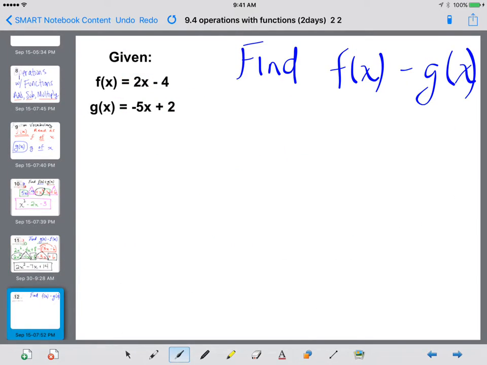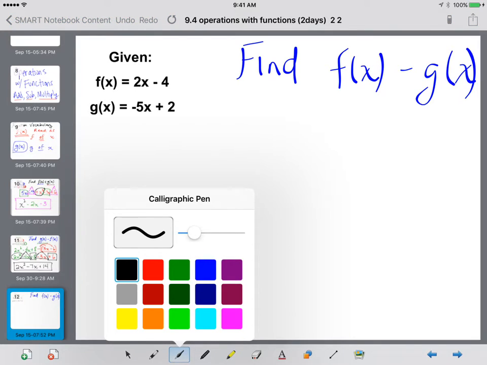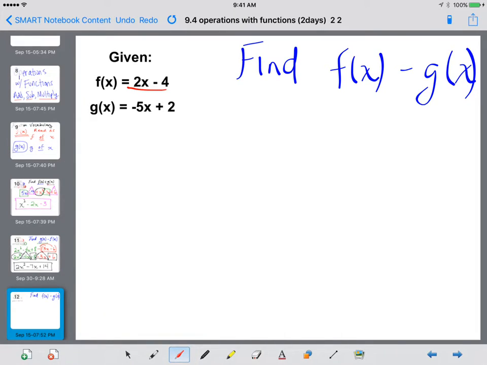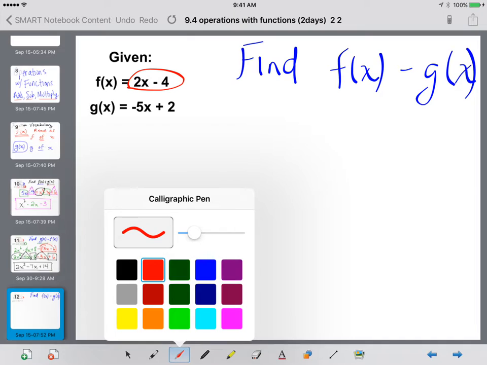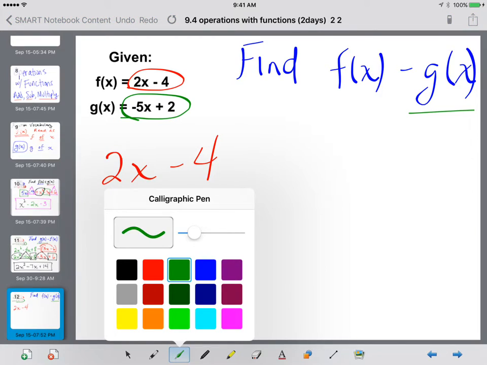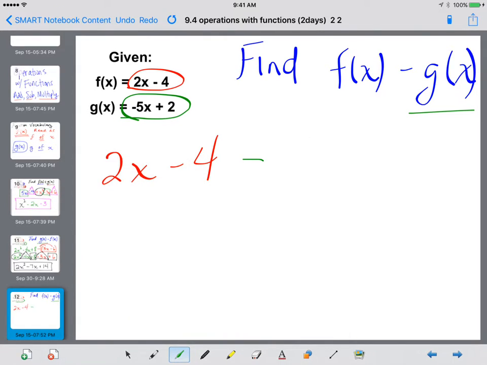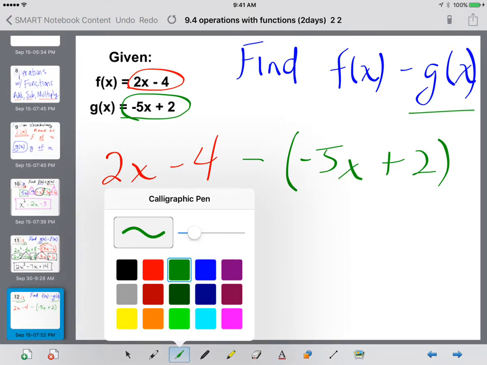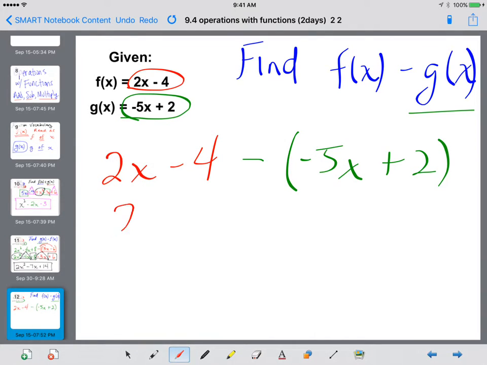I'd like to show you one more subtraction example. Let's say we have f of x is 2x minus 4, and g of x is negative 5x plus 2. We are to find f of x minus g of x. So we'll start by writing f of x, 2x minus 4. We're going to subtract it with the entire quantity of g of x, which is negative 5x plus 2. I put it in parentheses so that I can distribute the negative and combine like terms properly.